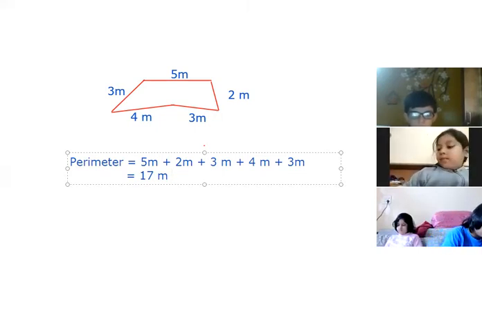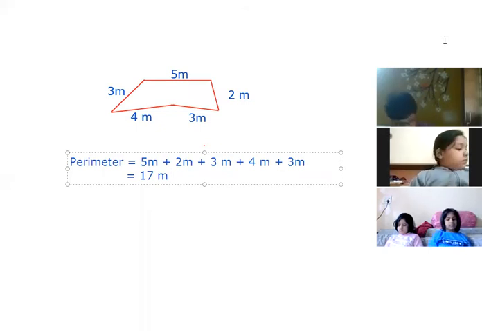Okay, beta, I hope it is clear. Yes, ma'am. Now we are going to take the examples from your book also. Okay, beta? It is clear? Yes. Okay, beta.